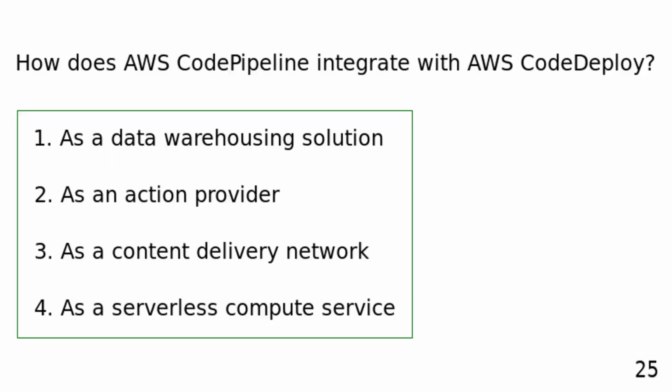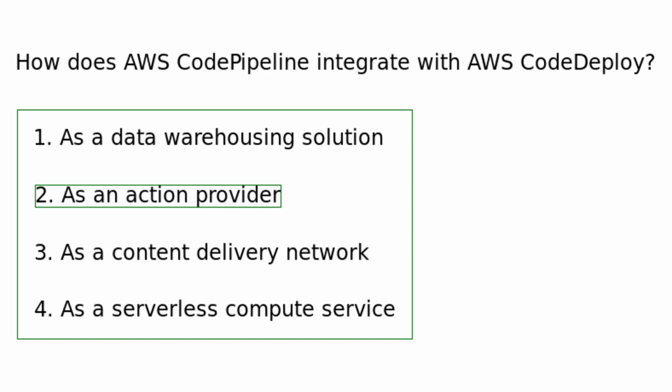pipeline. How does AWS CodePipeline integrate with AWS CodeDeploy? As a data warehousing solution. As an action provider. As a content delivery network. As a serverless compute service. AWS CodePipeline integrates with AWS CodeDeploy as an action provider to facilitate automated deployments of applications managed by CodePipeline.